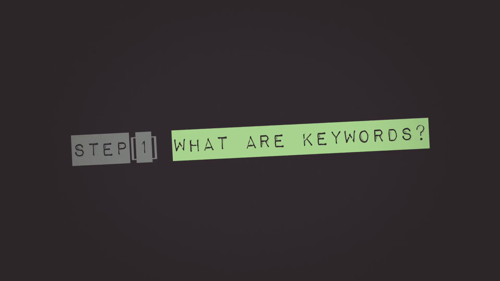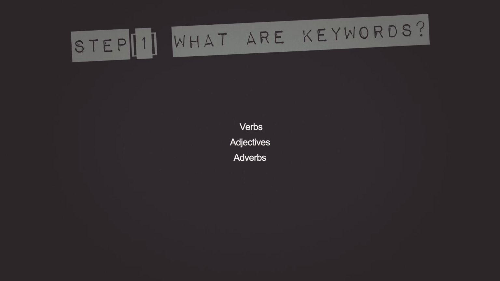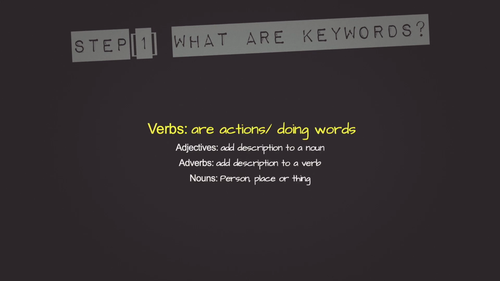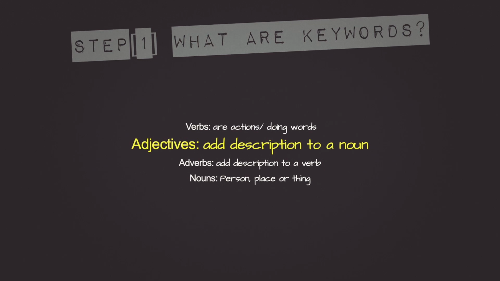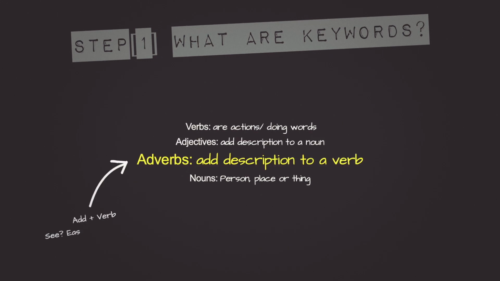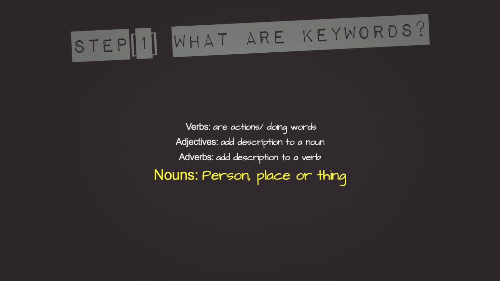And what is a key word? Well, starving is an example of a key word. Keywords are often verbs, adjectives, and adverbs, but can even be a noun to help us infer information. And in case you've forgotten, verbs are actions or doing words. Adjectives add description to a noun. Adverbs add description to a verb. See, add verb, add description to a verb. A noun can be a person, place, or thing.